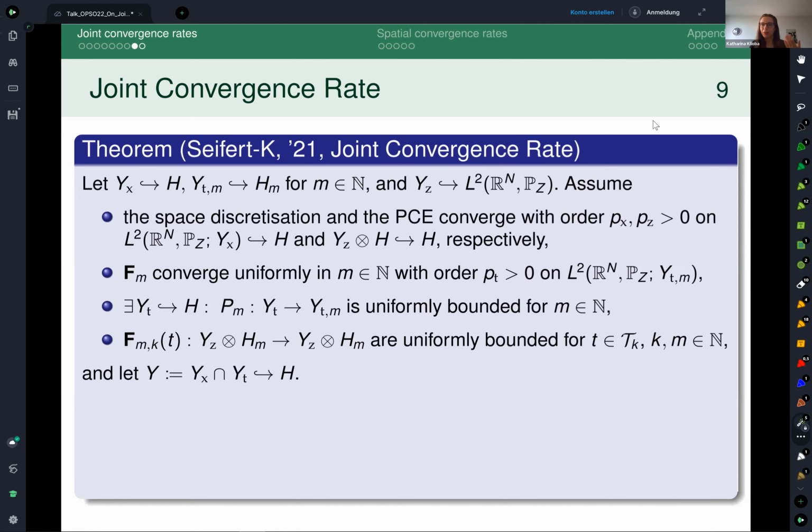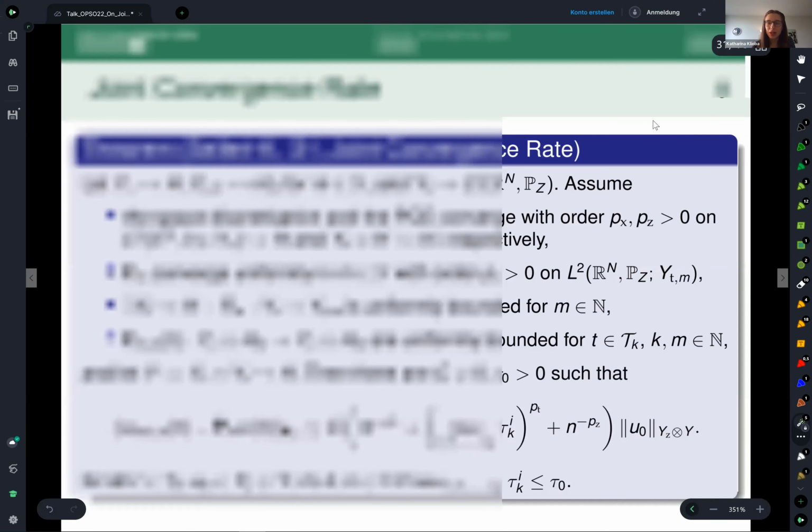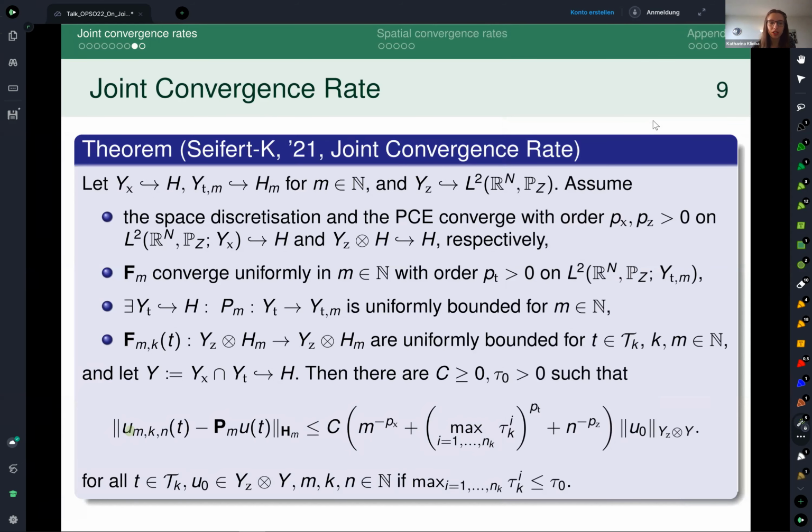And if these two obvious and two real conditions are met, then we actually obtain convergence of the fully discretized solution with the rates one would expect. So Px in space, Pt in time, and Pz in randomness, given that the initial datum is in Yz with respect to randomness and in Y with respect to the spatial coordinates.